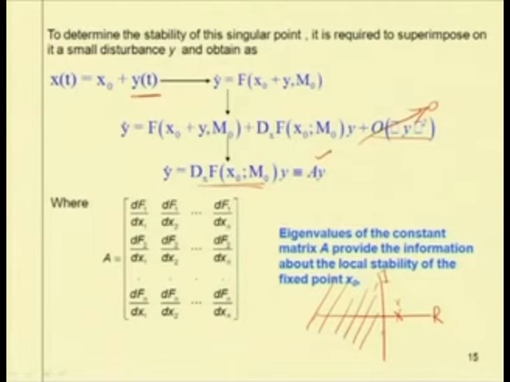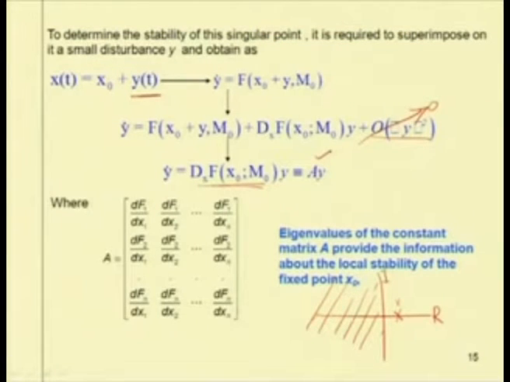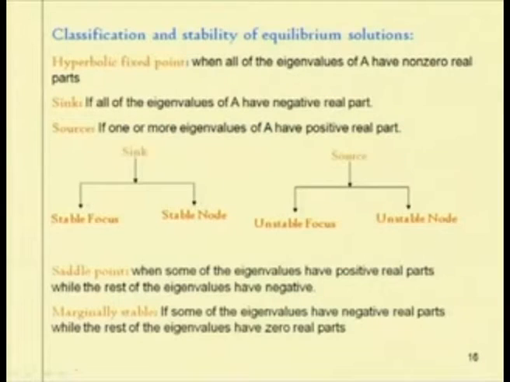So, due to this nature, the response of the system grows, and that is why it is known as a source. But when it is in the left-hand side of the S plane, then as the system is stable, that is why it is known as a sink. So, the sink can be a stable focus or a stable node also.